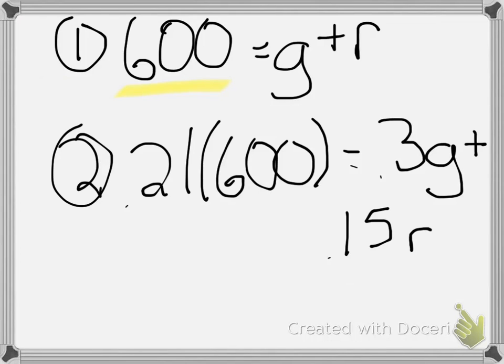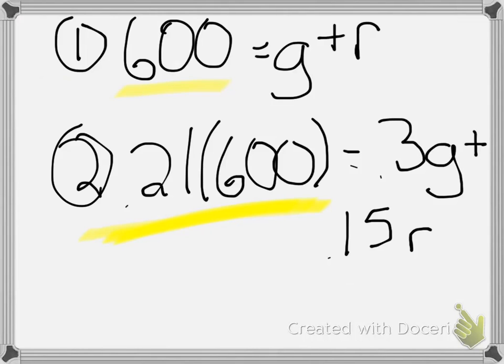0.21 times 600 is used over here, because if we just have 0.21, it will just be a percent, and we're trying to find 21% of 600 that needs to be the nuts. Otherwise 0.3G plus 0.15R equals 21%, and you have nothing that it's 21% of.